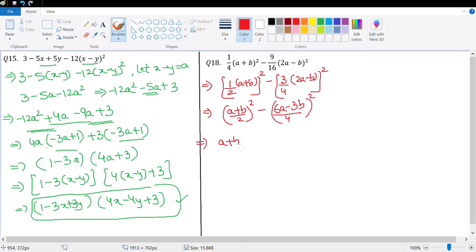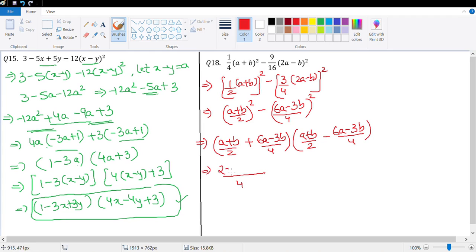So x square minus y square, which means x plus y. In this case, a plus b upon 2 plus 6a minus 3b upon 4 multiplied with a plus b upon 2 minus 6a minus 3b upon 4. Let's take LCM. The LCM here is 4. So this would become 2a plus 2b plus 6a minus 3b. Let's reconfirm. Yes, the LCM is 4. So this is 2a plus 2b plus 6a minus 3b.